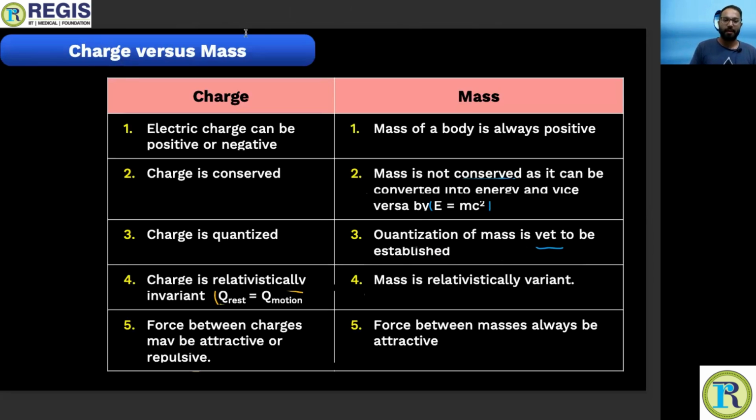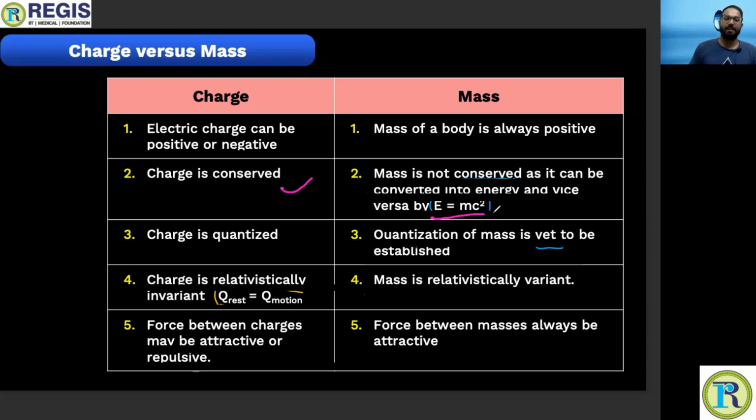Now let's compare properties of charge versus mass. First property: electric charge can be positive or negative, but mass will be either 0 or always positive. For example, if there is no mass, then mass is 0, but it can't be negative. Secondly, charge is conserved, but mass is not conserved. Most of you remember there's a very famous equation given by Einstein, E equals mc square. So we can convert mass into energy also.